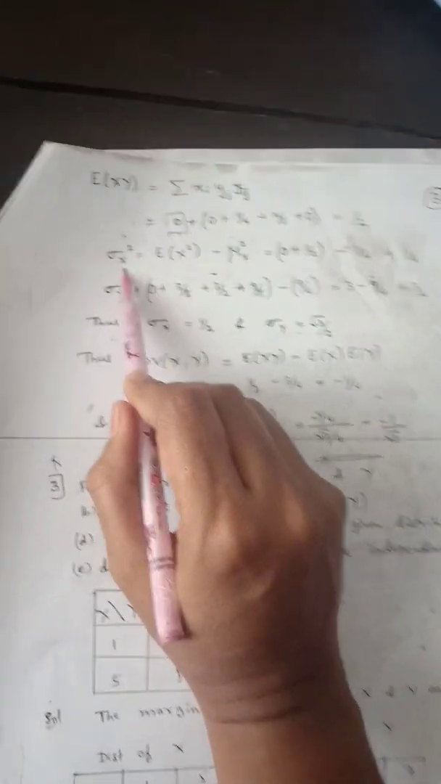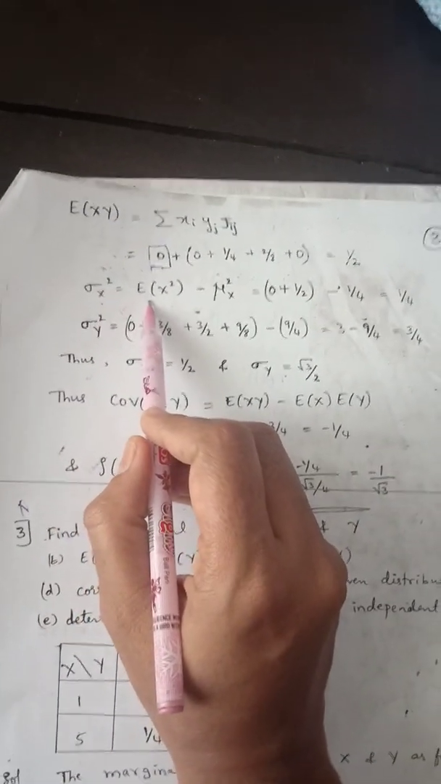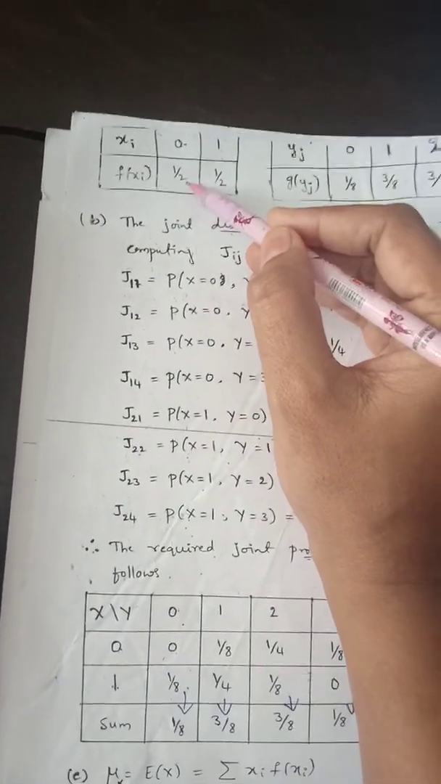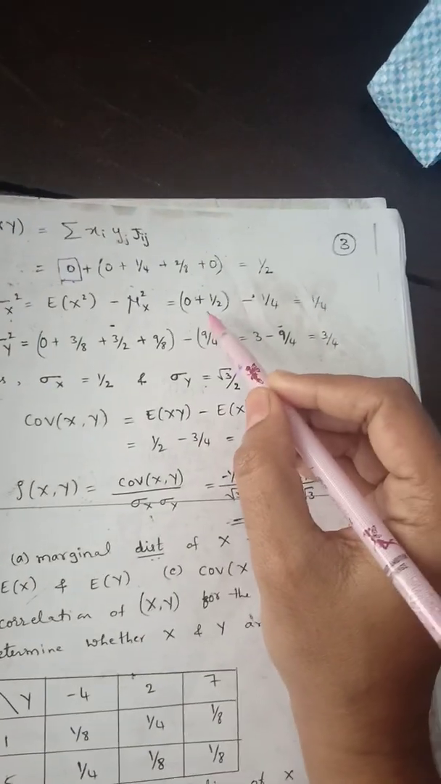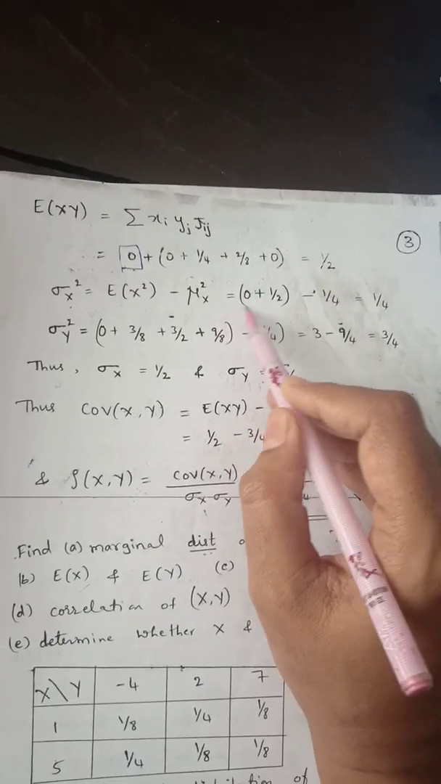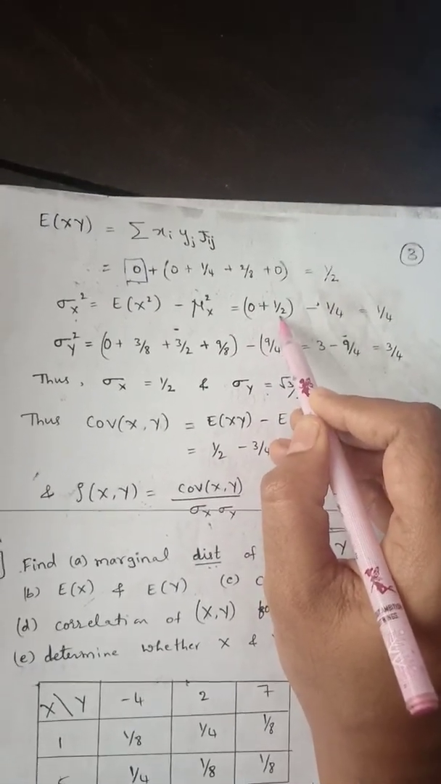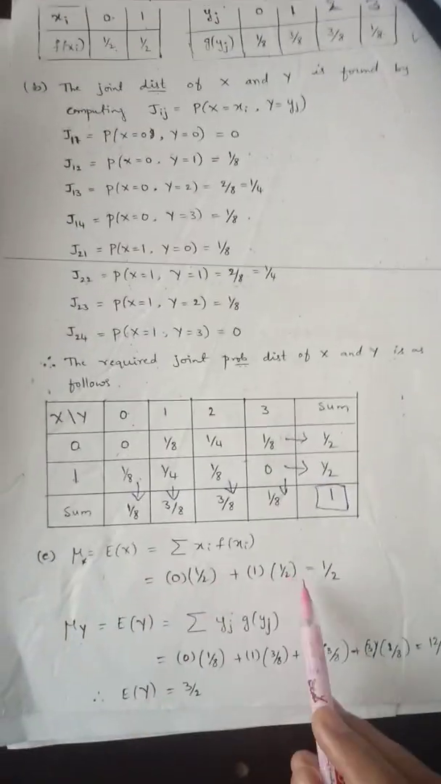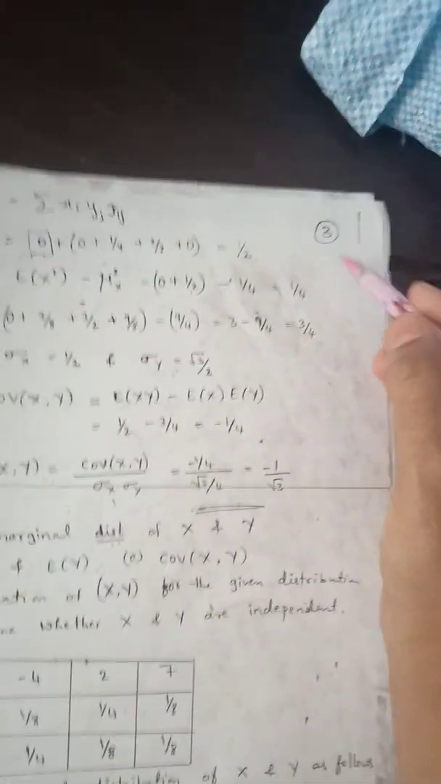Again find sigma x square, that is E of x square minus mu x square. E of x square means x square into f of xi. That is 0 square into 1 by 2 plus 1 square into 1 by 2, that is 0 plus 1 square into 1 by 2, minus mu x square. The values of mu x square and E of x square are both the same, that is 1 by 4.